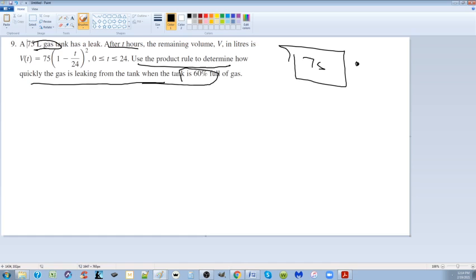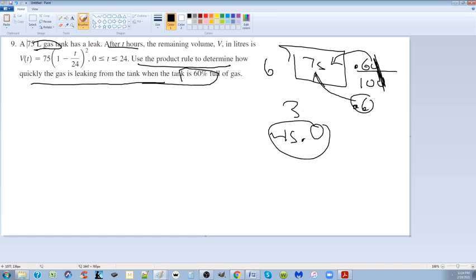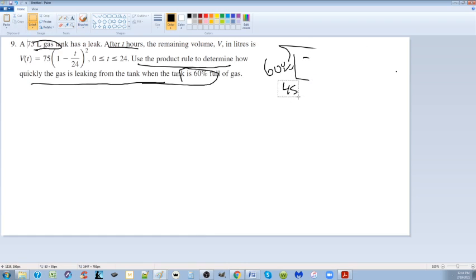You multiply 75 times 0.6. Another way to look at it is you multiply it by 60%. But 60% is written like this. Well, yeah, I can multiply by 60 and divide by 100, or I could just simplify here and multiply by 6 and divide by 10, or, as I did, multiply it by 0.6. So when you multiply this by 0.6, you get 45 liters. So 60% of a 75 liter tank is 45. Great, 45 liters. So now we know that when this tank is 60%, it's 45 liters.